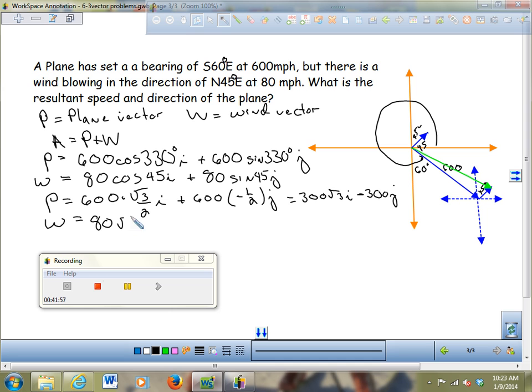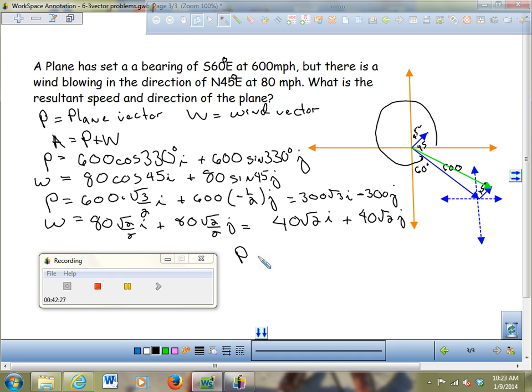Root of 2 over 2. So root of 2 over 2 i plus 80 sine of 45 is also root of 2 over 2 j, which gives you 40 root of 2 i plus 40 root of 2 j. Alright? And you want P plus W.